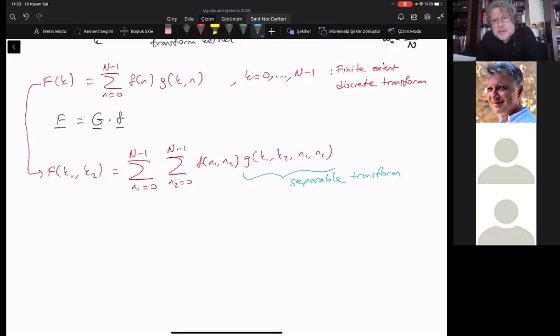What do we mean by separable transform? A separable transform is like taking the Fourier transform of an image by taking the Fourier transform of rows and then obtaining a result, and then taking the vertical columns' Fourier transforms. So horizontal and vertical separate transformation processes make a separable transform. Luckily, in many cases, people come up with a one-dimensional transform and apply it to two dimensions, horizontally and vertically. So we don't really have a native G of K1, K2, N1, N2.